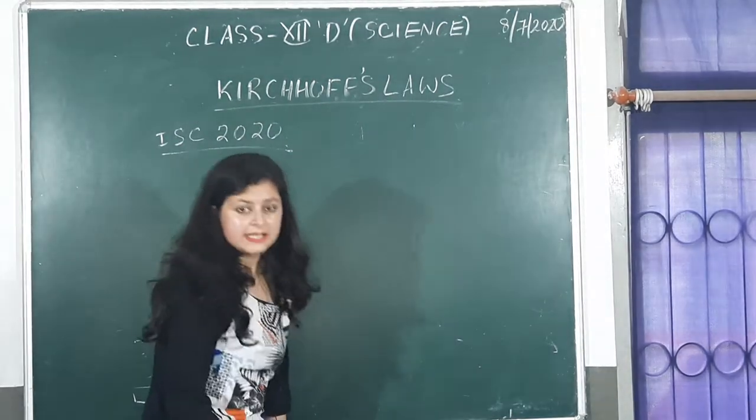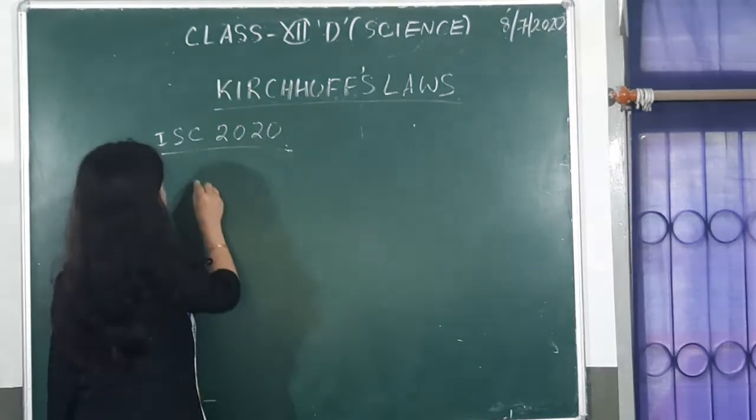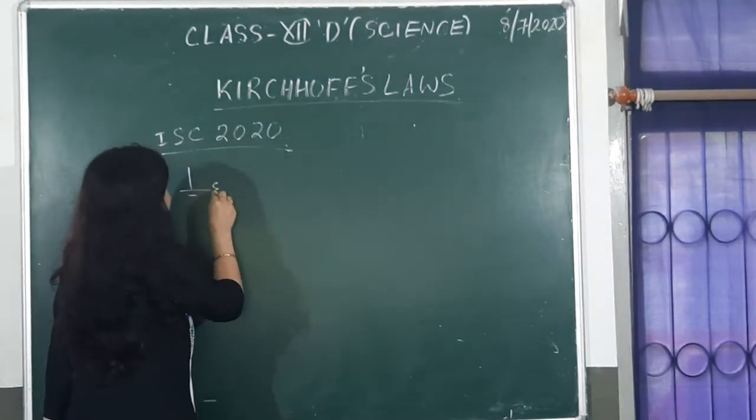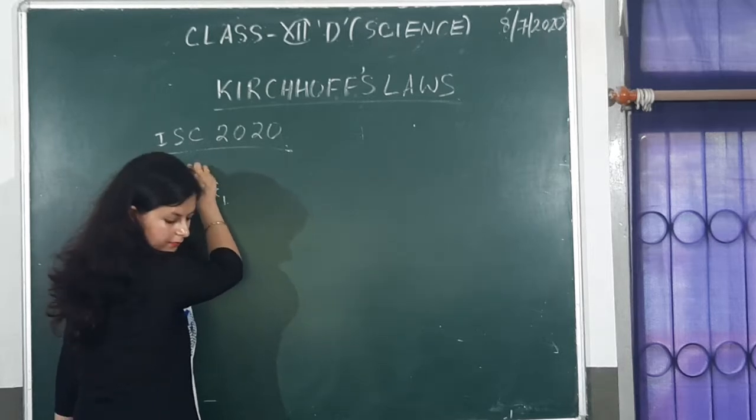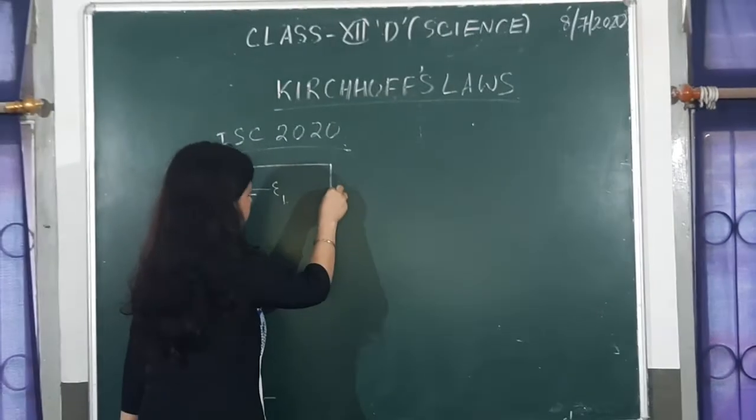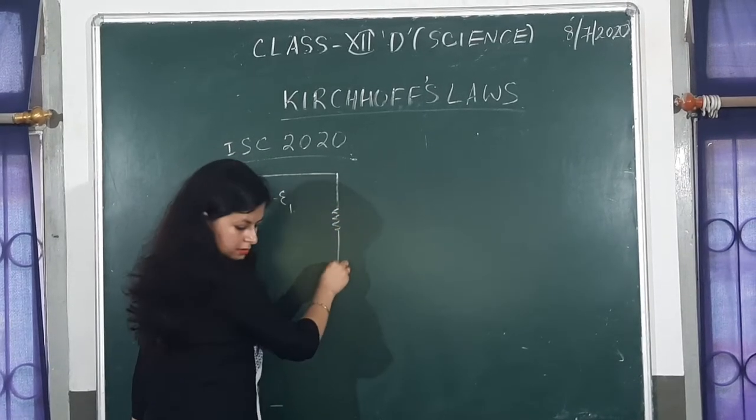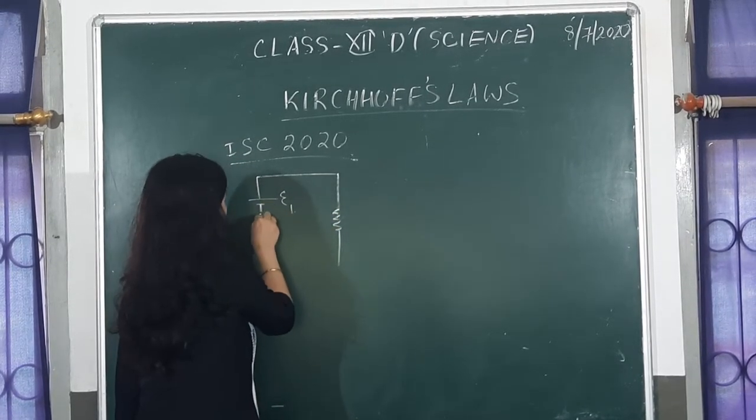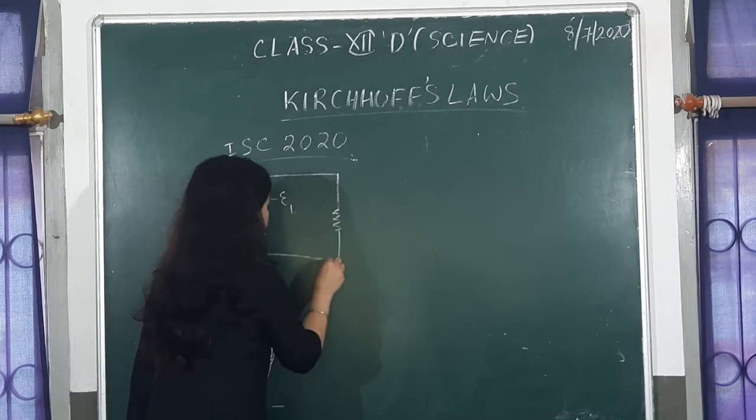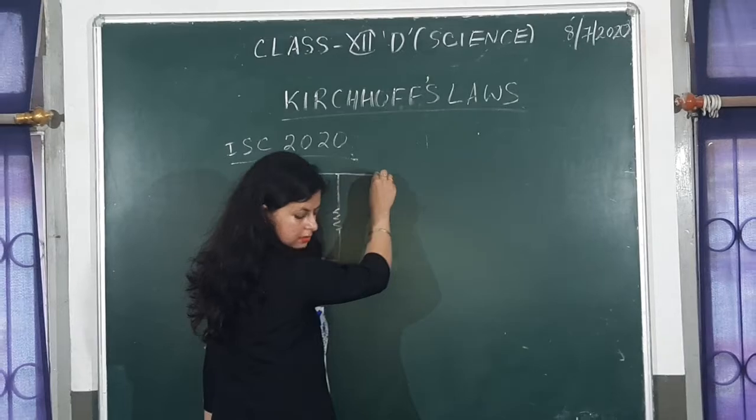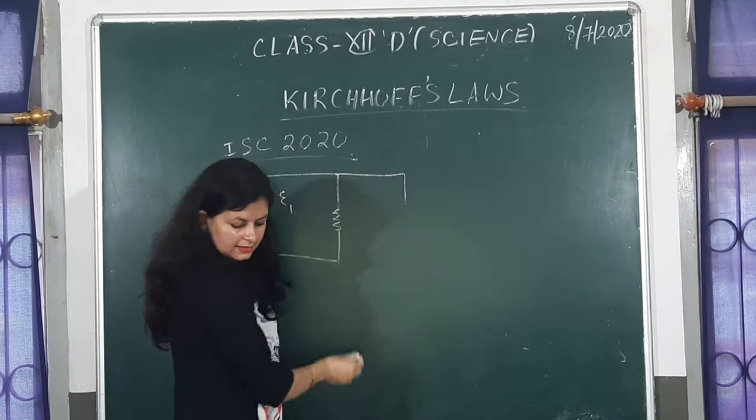ISC 2020, the figure was given like this. Epsilon 1, then there was a branching, one more resistance here, loop number 1, one more loop was given with one more cell.